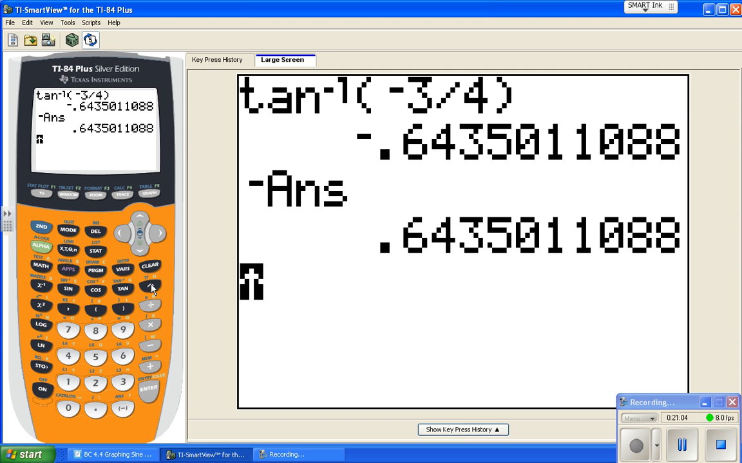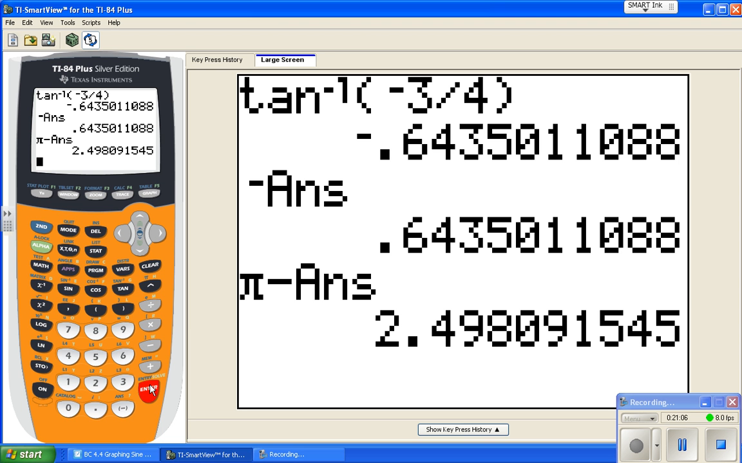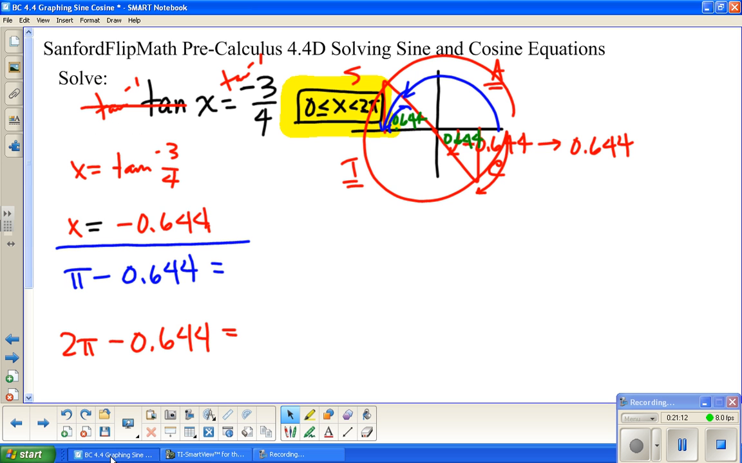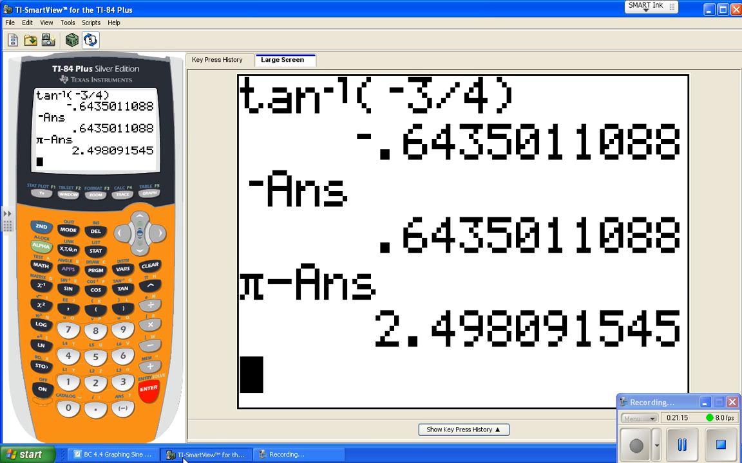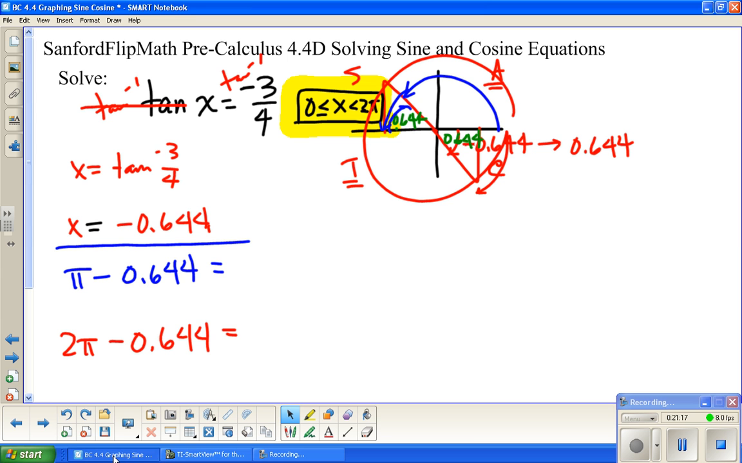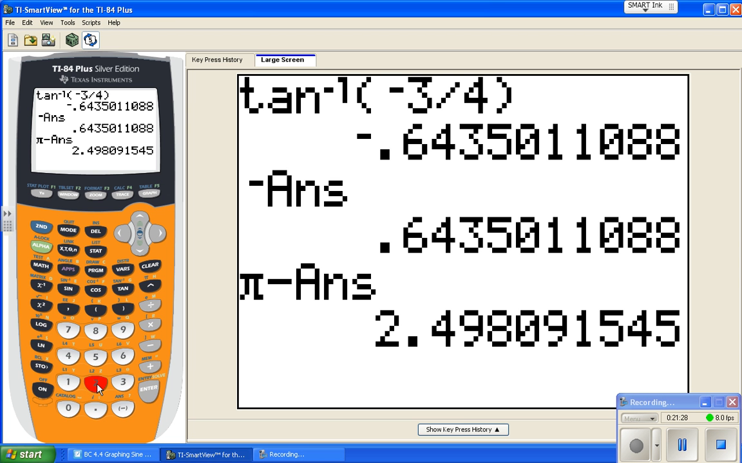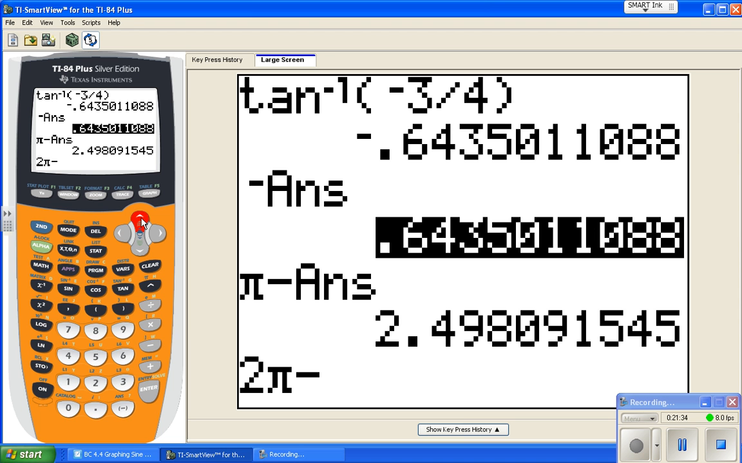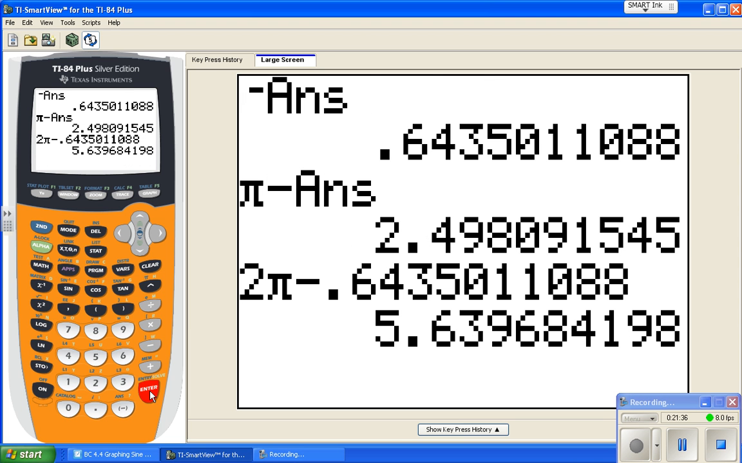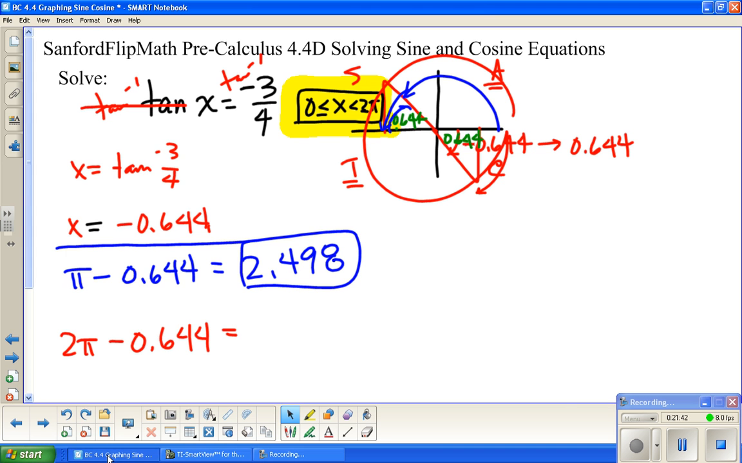Okay, so quick little note here, I'm going to write my answers so that I can just kind of follow what I just wrote. Okay, so one of them was pi minus that, so 2.498. This is the pi minus. Okay, and then the other one is 2 pi minus. Okay, I'm going to cheat. Sorry, it's the beauty of having the new system. 5.6396, so 5.640.